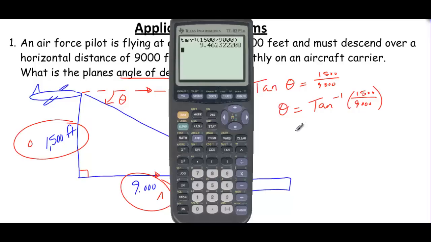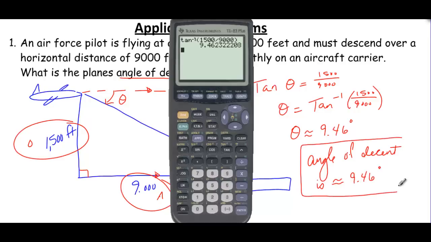So what this tells me is my angle of descent is approximately 9.46 degrees. So again, what is the plane's angle of descent? Anytime it's a word problem, it's always best to put your answer in words. Angle of descent is approximately 9.46 degrees. And that would be your final answer.